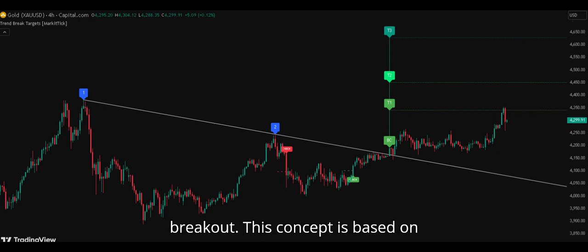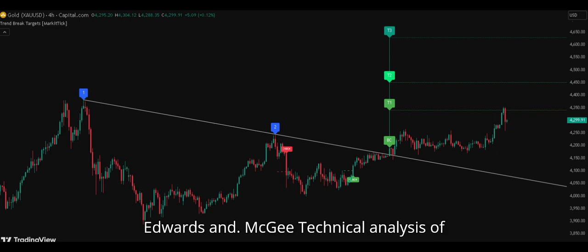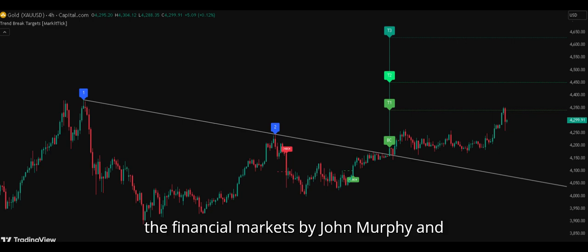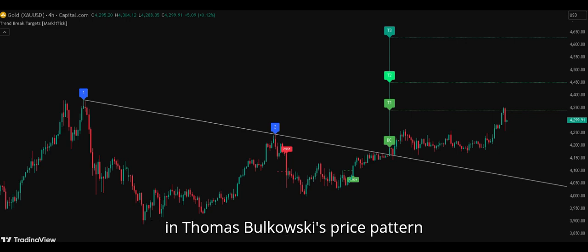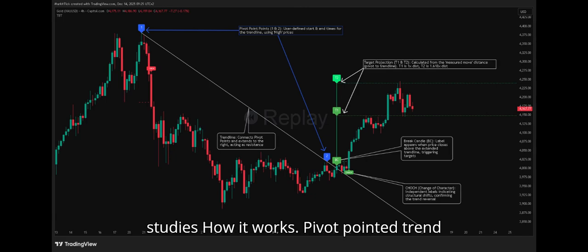This concept is based on methods and measured move theories explained in classic books such as Technical Analysis of Stock Trends by Edwards and McGee, Technical Analysis of the Financial Markets by John Murphy, and in Thomas Bulkowski's Price Pattern Studies. How it works. Pivot-pointed trendline construction.